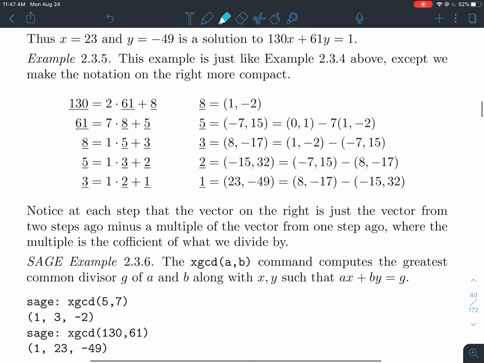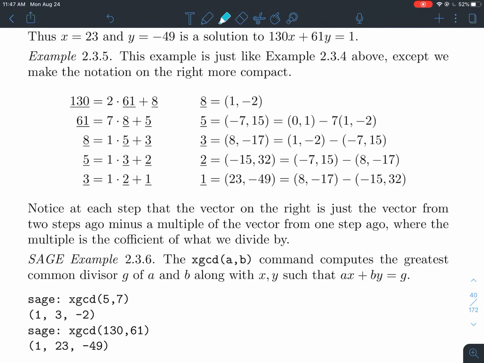Now Sage can also compute this stuff for us, and it's this command xgcd of a comma b. And what it does is, for example here, when you do xgcd of 5 and 7, the first thing it spits out is what is the GCD of those two numbers, but then it spits out what is x and what is y. So in this case, how you should read this is 1 is equal to 3, that x, times the first thing, 5, plus negative 2 times 7. So Sage can compute what those coefficients are in the linear combination.